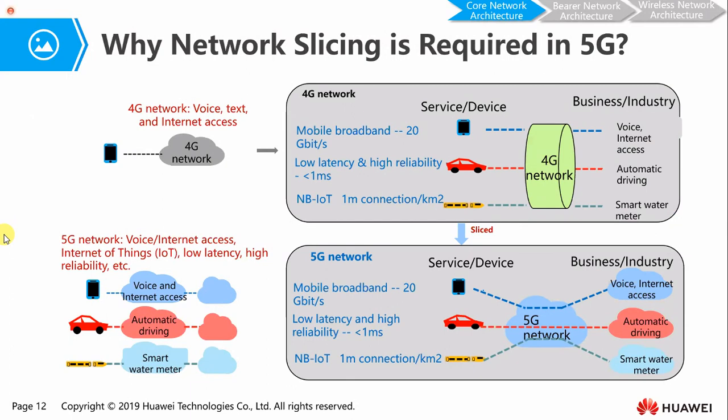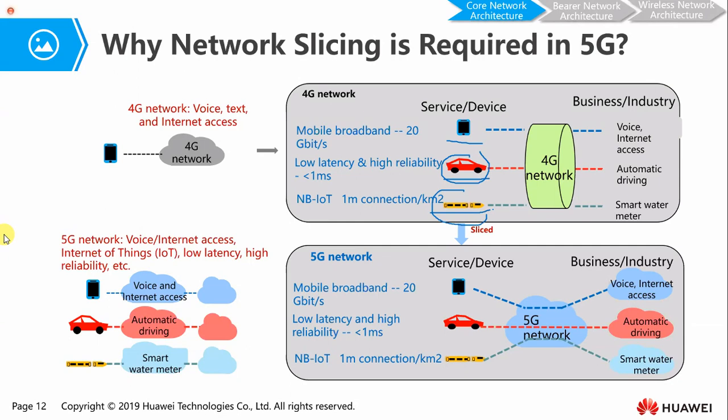And why is network slicing required in 5G? First, let's look at our 4G. This is a 4G network. We may have different types of service, like mobile broadband, automatic driving, NB-IoT, and intelligent meter reading. These are very different types of service. This one needs very low latency. This one needs a very large number of connections.